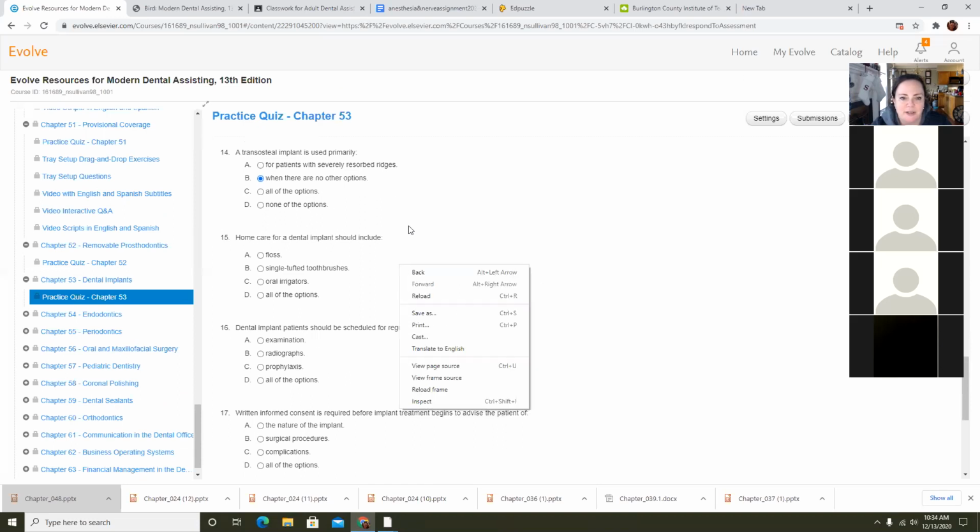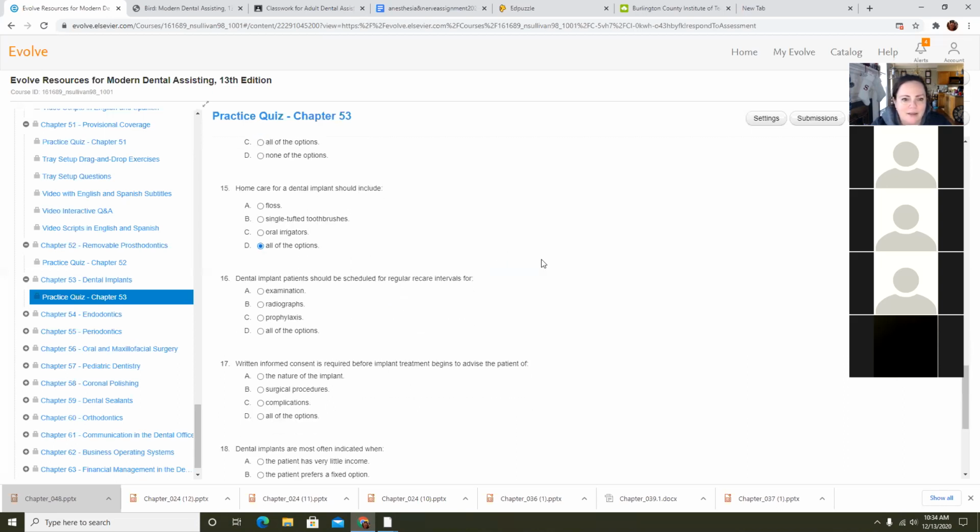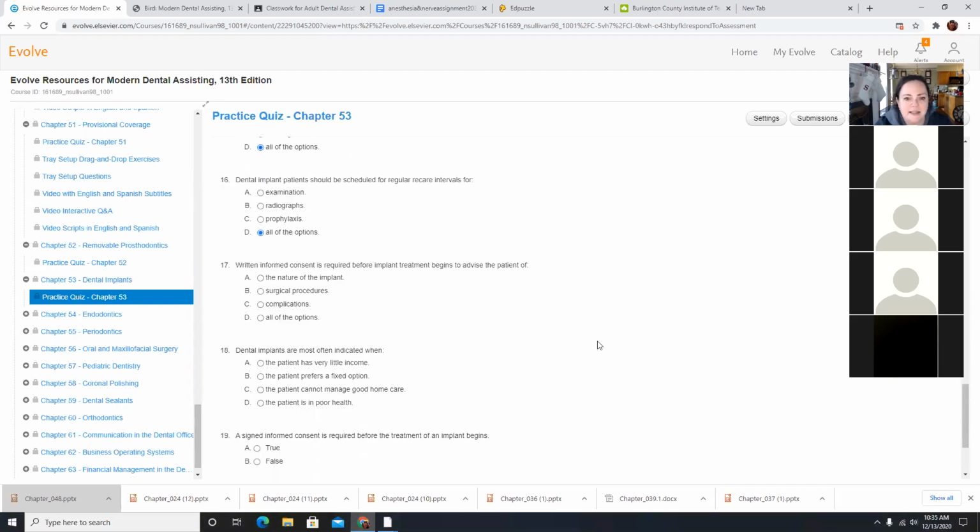Home care for dental implants should include everything. Dental implant patients should be scheduled for regular recare intervals, D, all of the above. Written informed consent is required before implant treatment begins to advise the patient of D, all of the above.